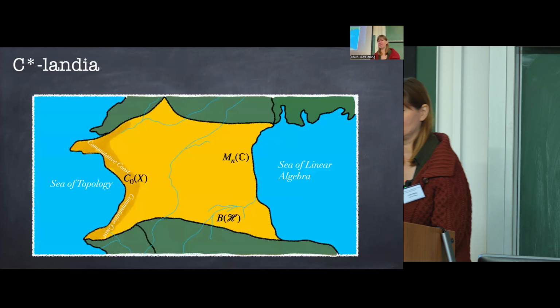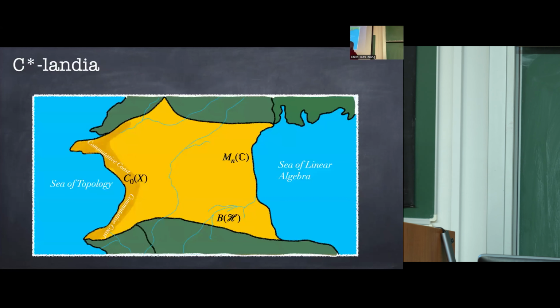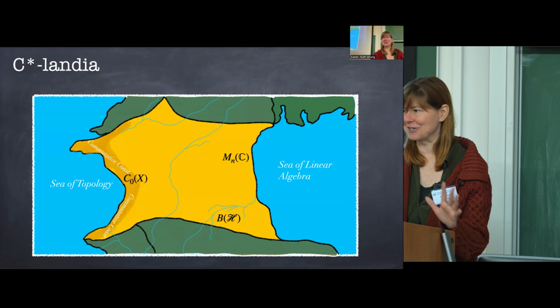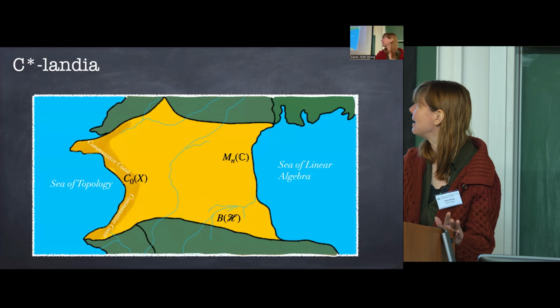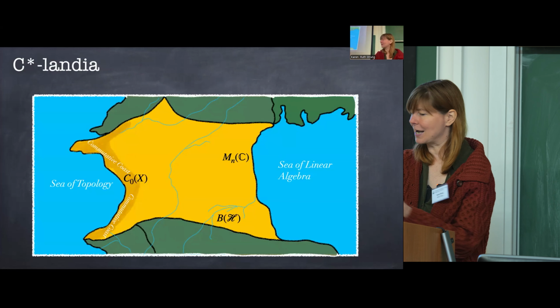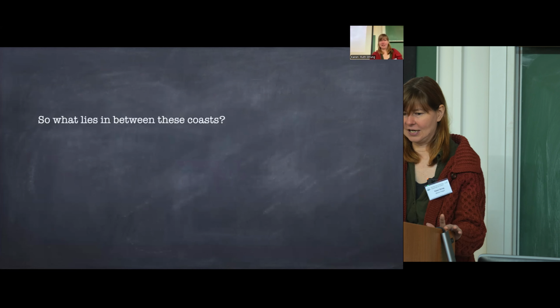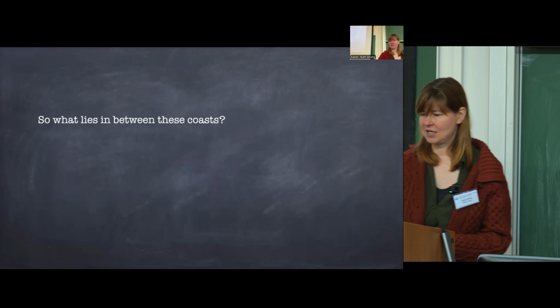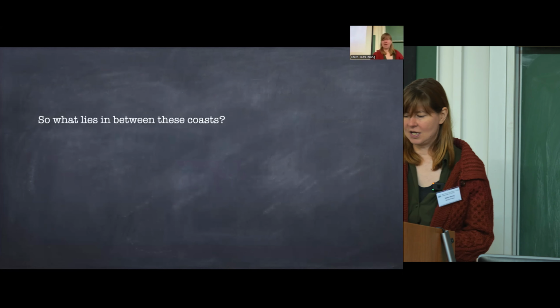So here's our C-star landia again. So this really is the commutative coast over here. Everything commutative looks like this. Okay, so those are pretty simple examples, depending on how simple you think topological spaces are. I guess they're not so easy. But we're concerned more about what happens in land here. In particular, what kind of things lie in between these two coasts. And so this is where C-star algebras are very nice.